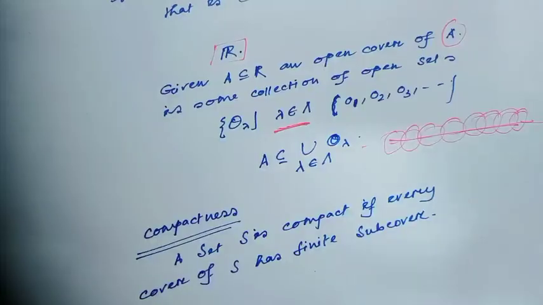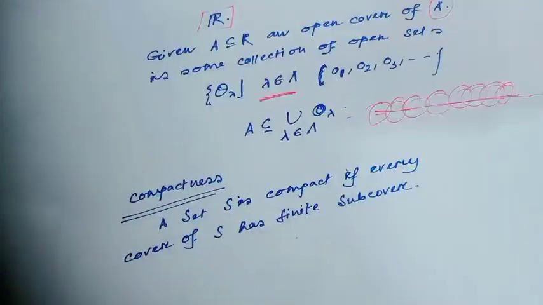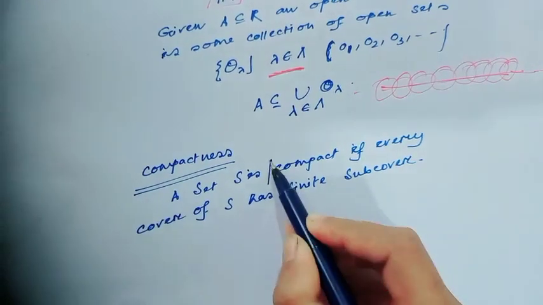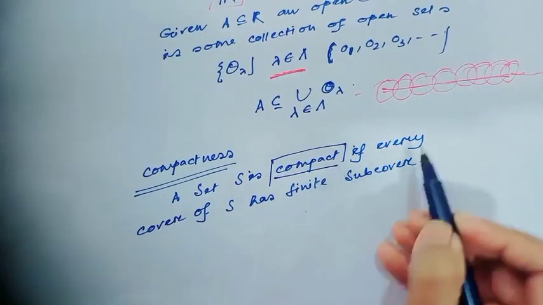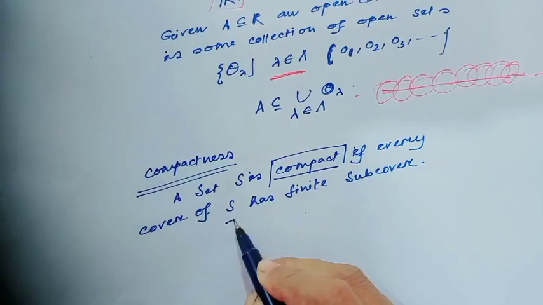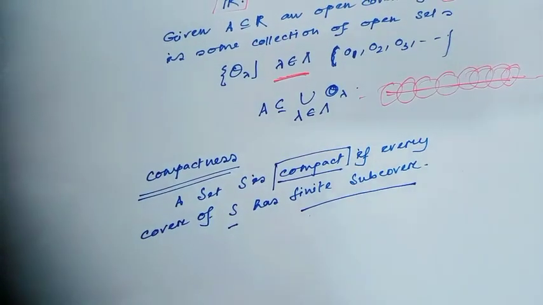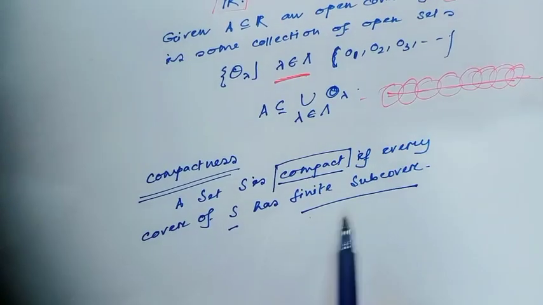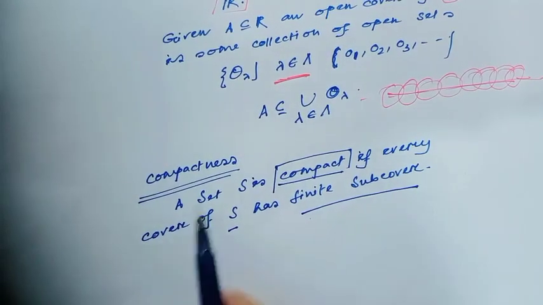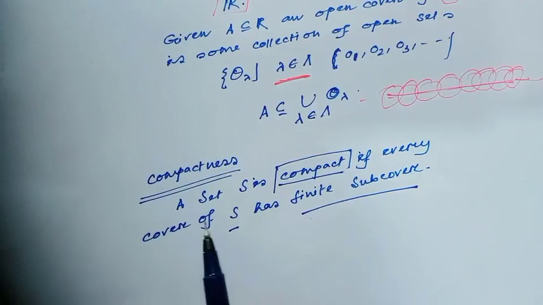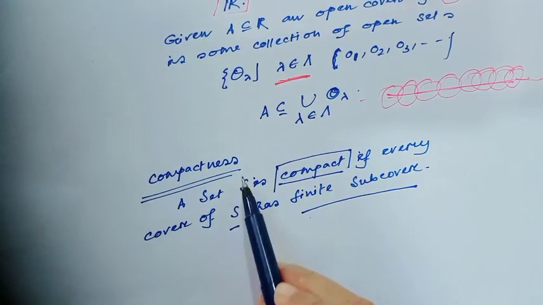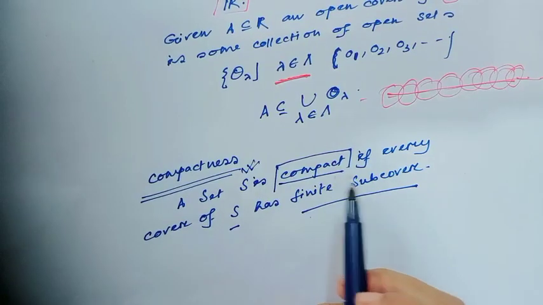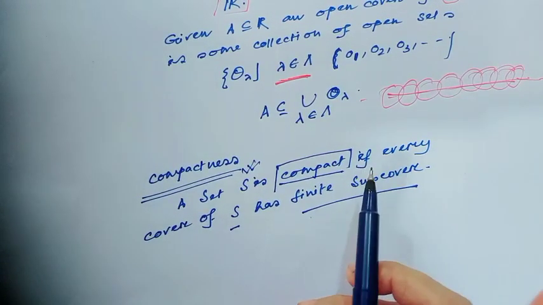Okay. Now I will see the definition of compactness. A set is compact if every cover of the set S has a finite subcover. That means when every cover of the set has a finite subcover, then we can say the set S, here I have considered the set as S, the set S is compact. Have you understood this concept?